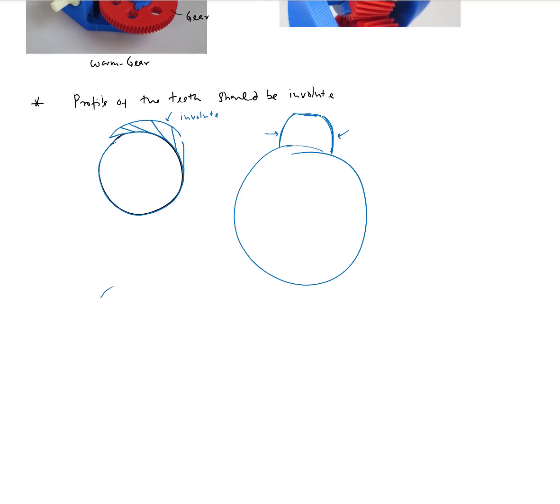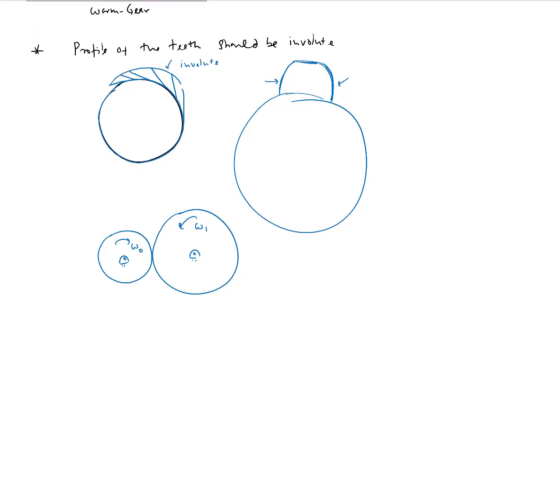So if I have my pinion and I have my gear, so pinion being my smaller gear and gear being my larger gear, if this is rotating with, let's say, some constant angular speed omega 0, then this is going to rotate with some constant angular speed omega 1, and that is guaranteed only if the teeth are of involute profile geometry.